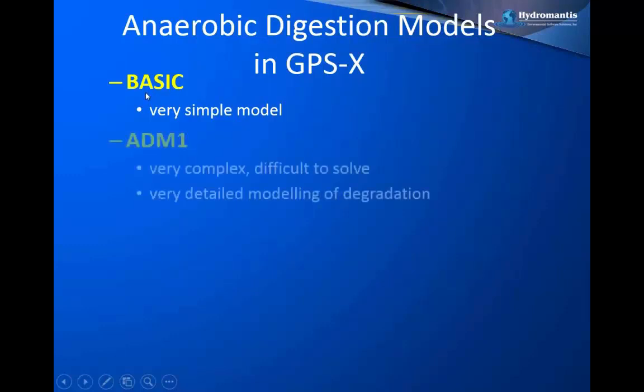The second model, which of course comes out of the IWA task group, is known as Anaerobic Digestion Model number 1. It's a bit more complex model, and also considered a kind of detailed modeling of degradation.